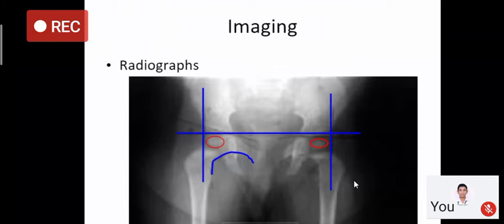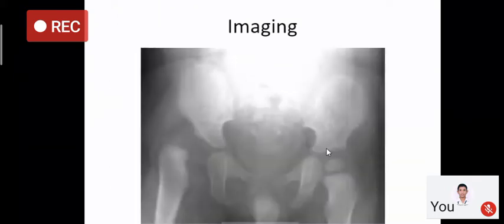This is the X-ray of the pelvis with Hilgenreiner line, Perkin line, the Shenton line, the femoral head physis. This is an X-ray of a dislocated hip. This is the normal femoral head, and this is the delayed appearance. And if you put a horizontal line, then the acetabular index is more on this side because of the vertical acetabulum.